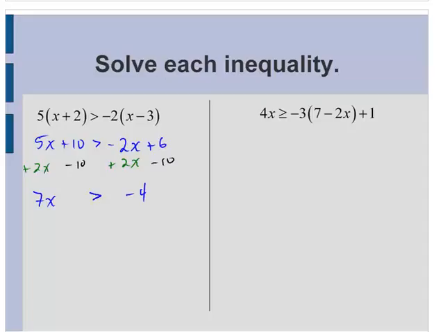So I have 7x is greater than negative 4. And I'll divide by 7. Now, should I flip the symbol of inequality? Well, I divided by 7, which is a positive number. I do not need to flip the symbol. x is greater than negative 4/7. Why don't you try the other one on this slide on your own?